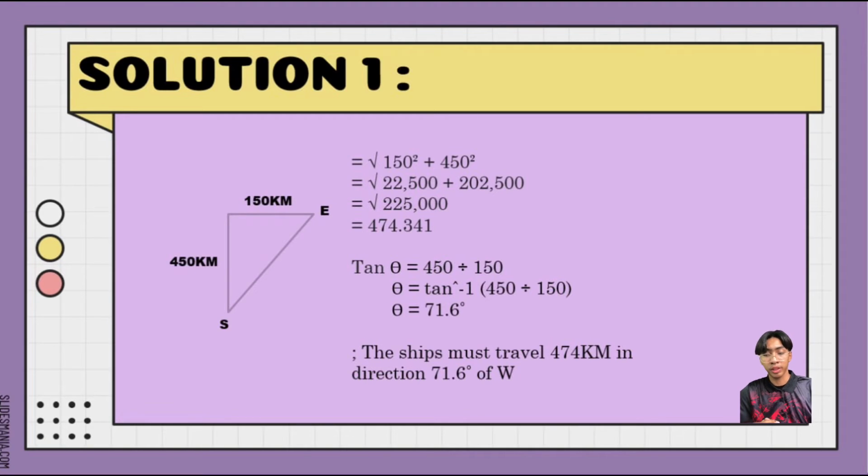474.341 kilometers. If you want to get the angle, you use tan theta equals 450 divided by 150. You will get inverse tan of 450 divided by 150. You will get theta equals 71.6 degrees. So the ship must travel 474 kilometers in the direction 71.6 degrees west.